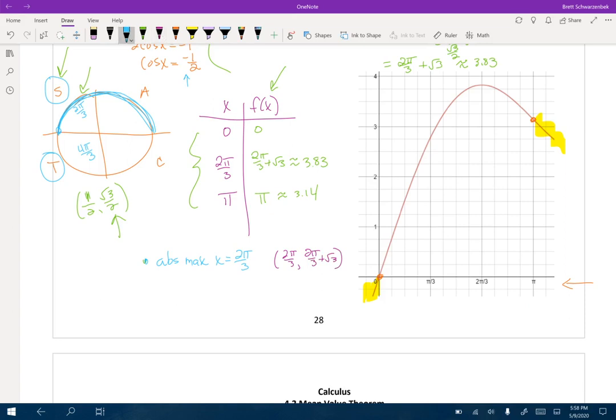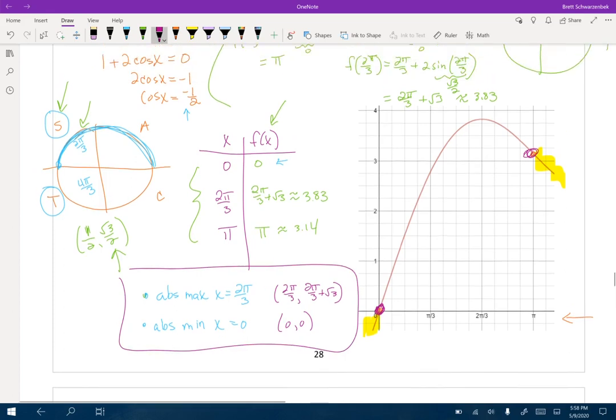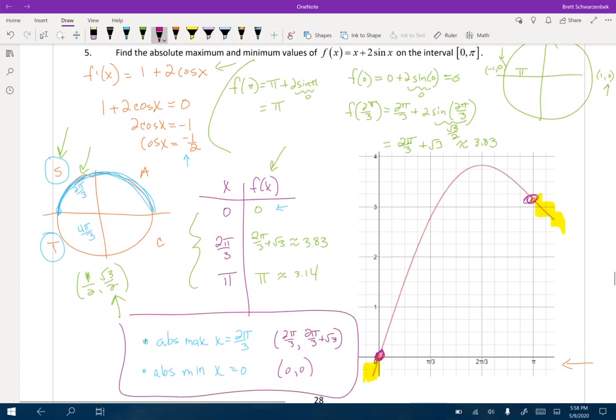And then the absolute min is the lowest point on the graph, so you would go here and go, oh, the lowest value is at x equals 0, which is at 0, 0. If we look at our graph, we go, yep, at 0, 0, we have the absolute min. At pi, it looks like we're going to have the absolute max. So that would be the solution to the problem. So yes, you got to know your trig. That's the summary of the story for this.